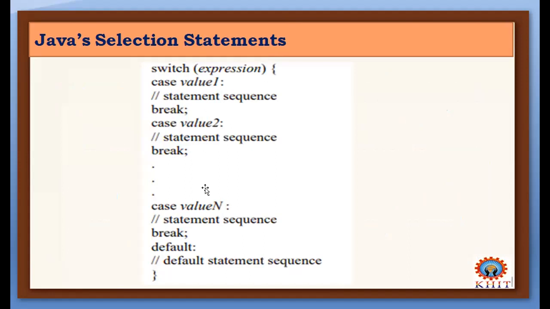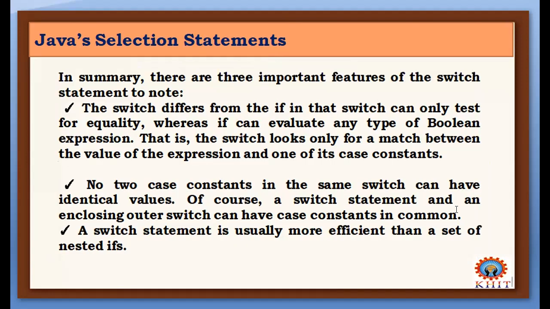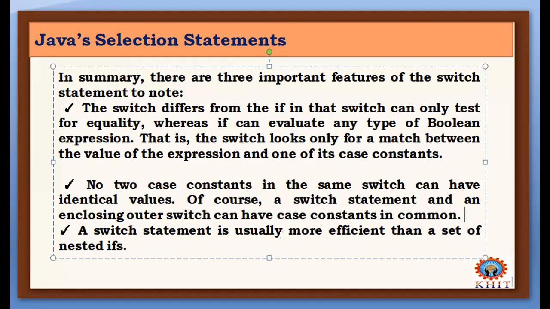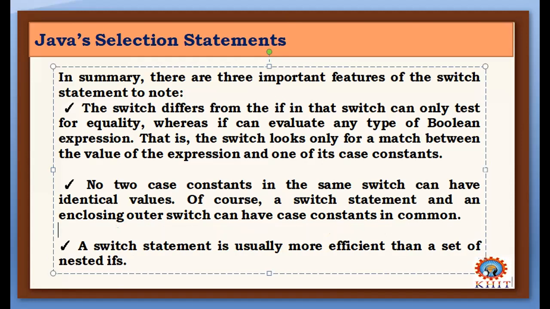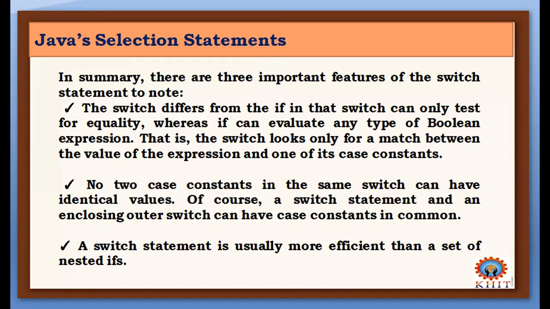Okay, so each and every case value should be different from one another. There should not be any identical case values. That is what he has tried to discuss. Next, switch statement is usually more efficient than a set of nested if. Same program, nested if statements used, right? What he is trying to tell you is that it is more efficient than all the nested if conditions, right?